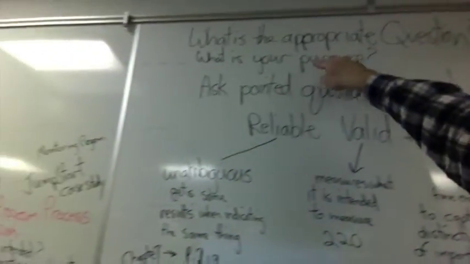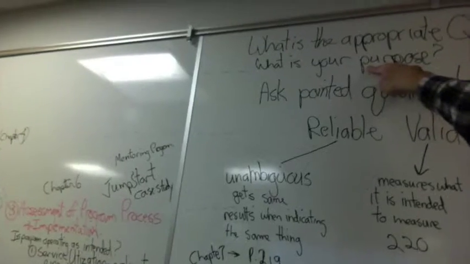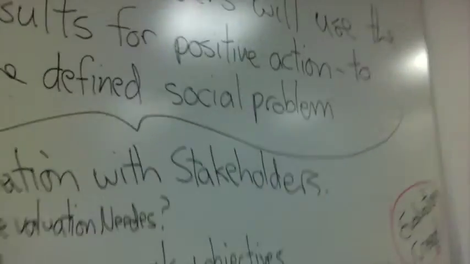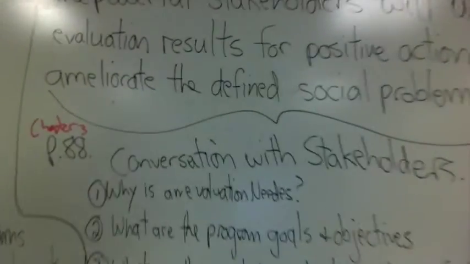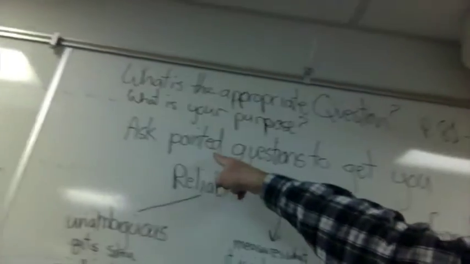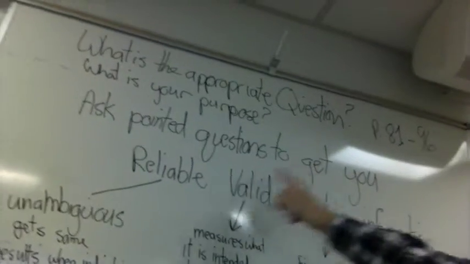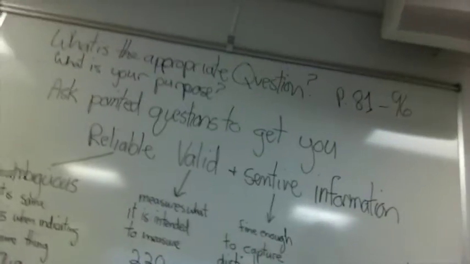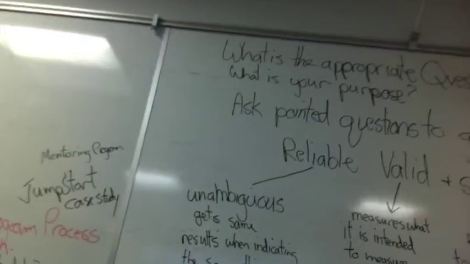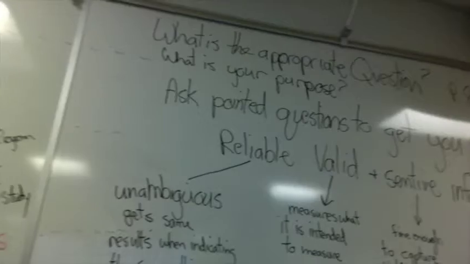And again, it goes then back to, well, what's your purpose in the evaluation? What are the most important questions for the evaluation to answer? Right? I'm way back at the beginning now. Right? And so make sure you ask pointed questions to get you reliable, valid, and sensitive information. And Rossi talks about this on pages 220, 221.